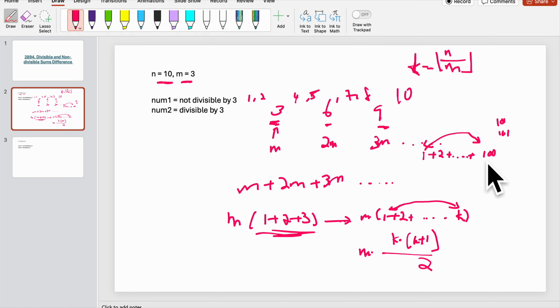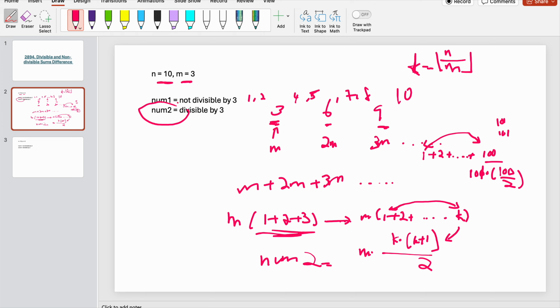So the way of doing it is using 100, which is the n, times n plus 1, which is 101, and then times how many number of series it has, 100, divided by 2, because it's 50 of them. So this is what gives you k times k plus 1 divided by 2. So this will tell you what num2 is, which is this term.